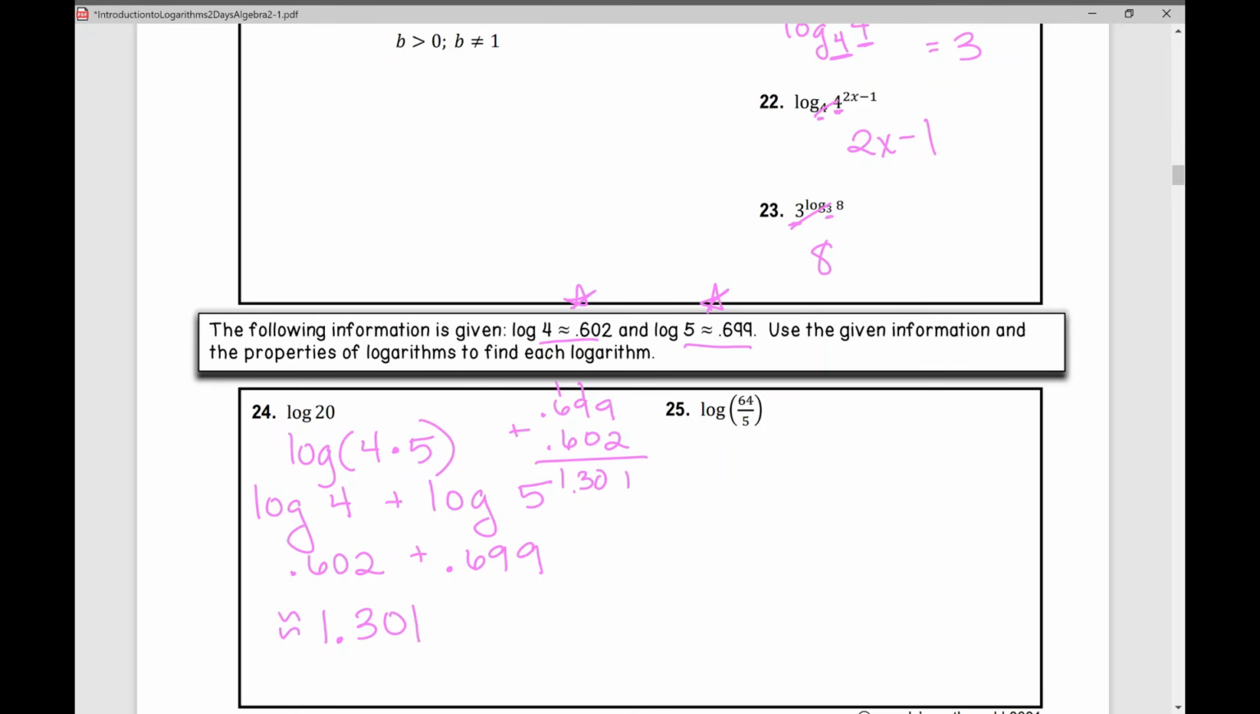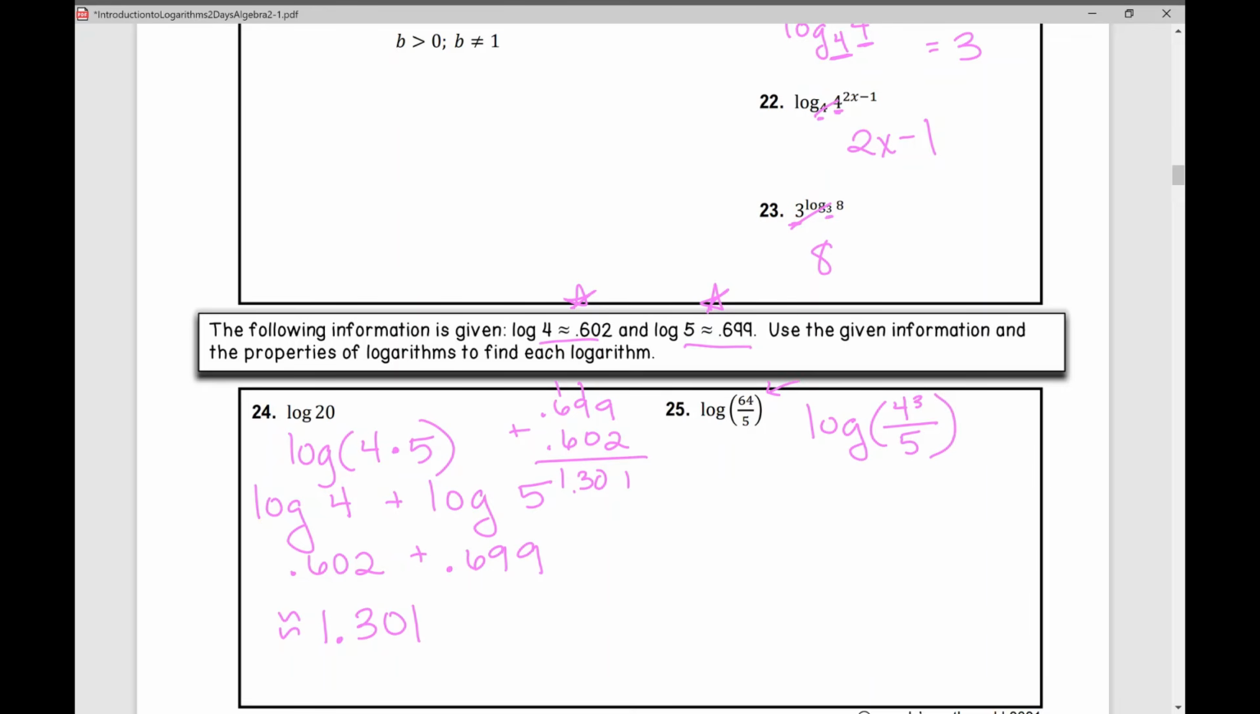So let's move on to our last example, number 25, the log of 64 over 5. And again, I don't have what the log of 64 is, right? I have what the log of 4 is, and I have what the log of 5 is. So can I rewrite 64 to have a base of 4? I sure can. I can rewrite this as the log of 4 cubed over 5.